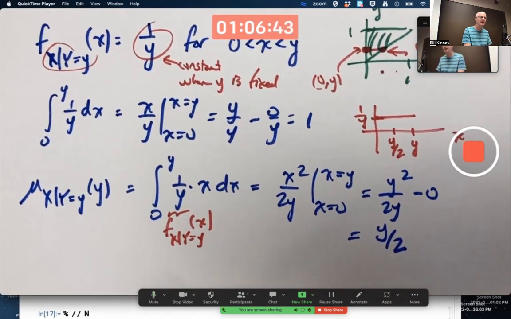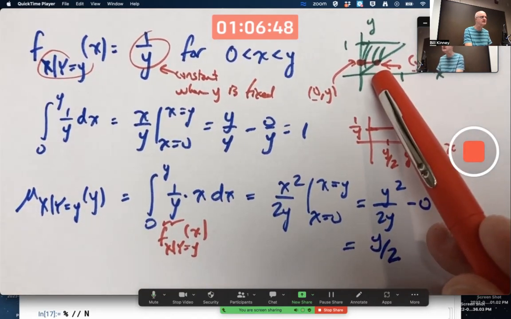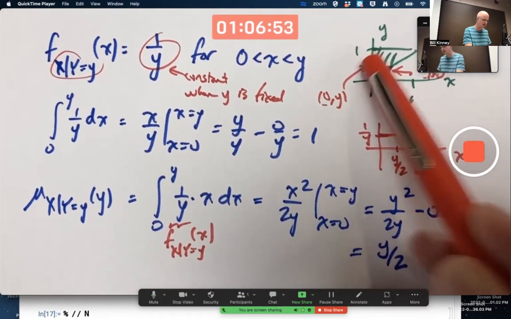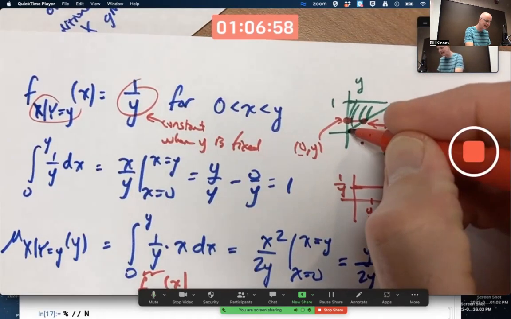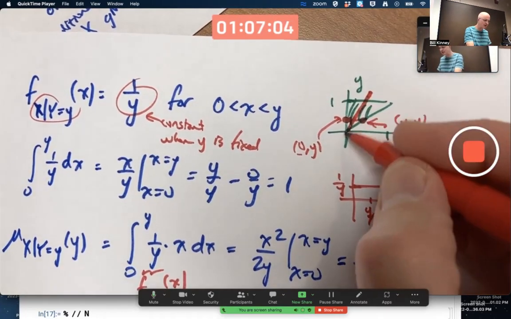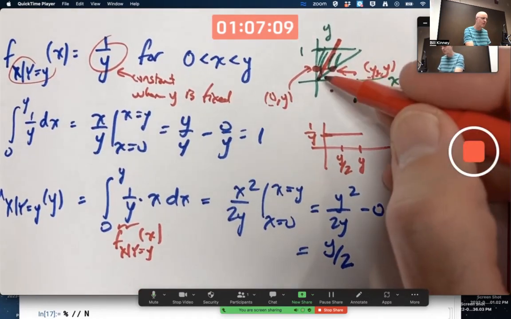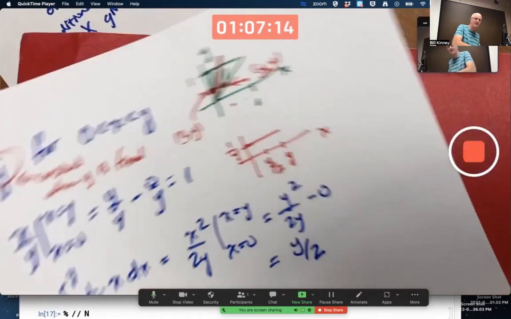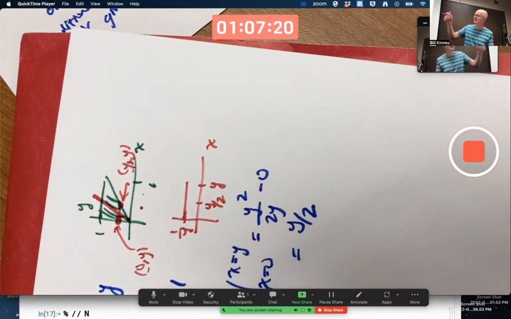What does its graph look like? Graph it as a function of y, meaning graph it sideways. Treat the vertical axis like it's the independent variable. What will that graph look like? It'll look like this. Thinking of the vertical axis as the independent variable, the graph of y over 2 will look like that, a straight line with a slope of 1/2 when you turn the graph sideways and look at it in a mirror. I'm serious. Look at it in a mirror.